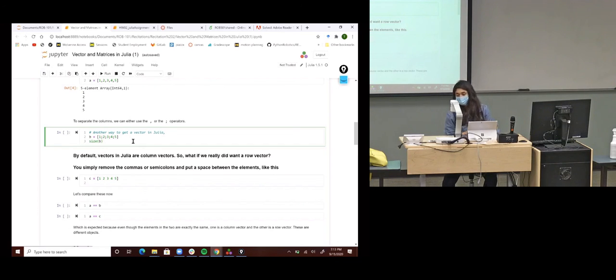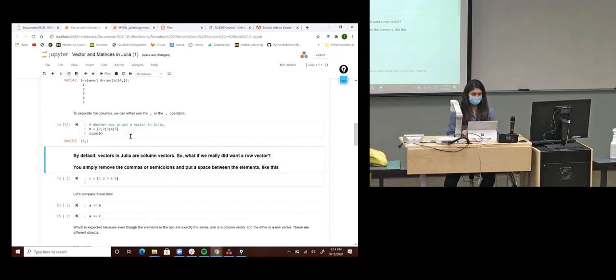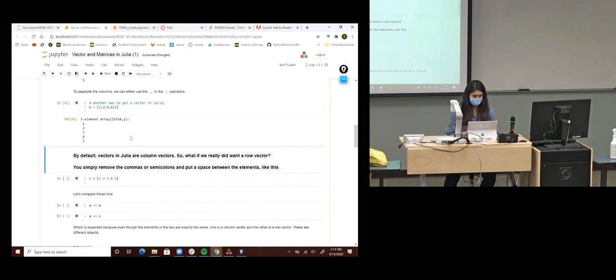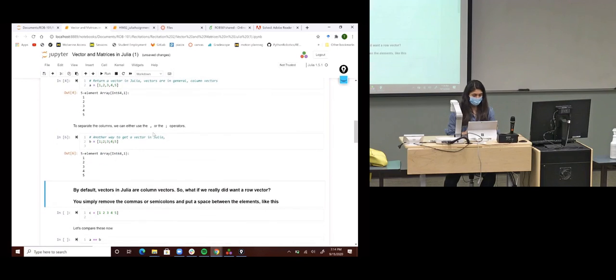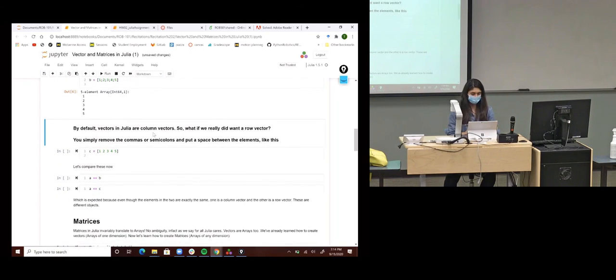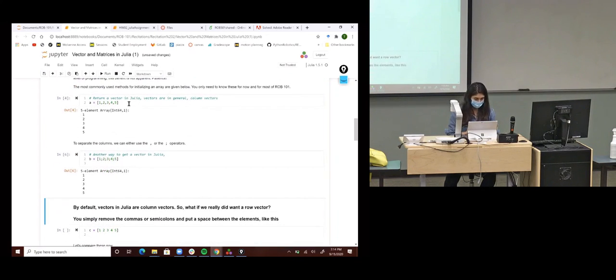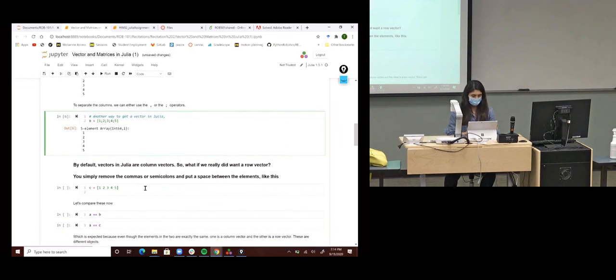In the interest of time, I'm going to speed this up. Another way to get vectors in Julia, instead of using the commas, is to use the semicolons, and you get the exact same thing. Now, vector A I define like this, and B I define like this.